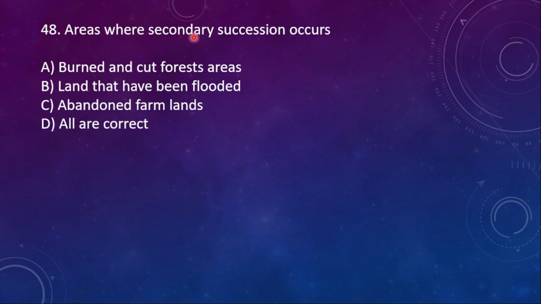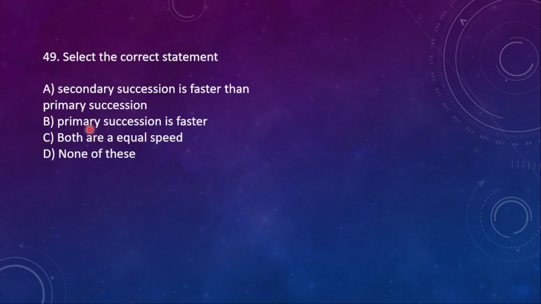48. Areas where secondary succession occurs. A. Burned and cut forest areas. B. Land that has been flooded. C. Abandoned farm lands. D. All of these are correct. Here the correct option is D.